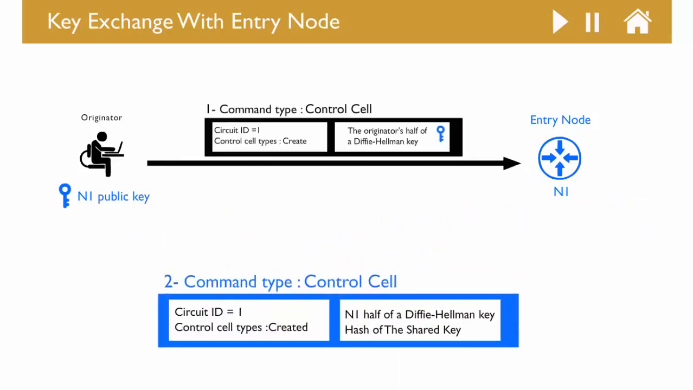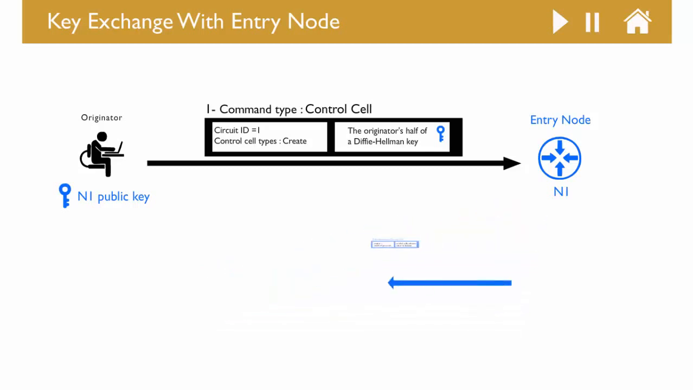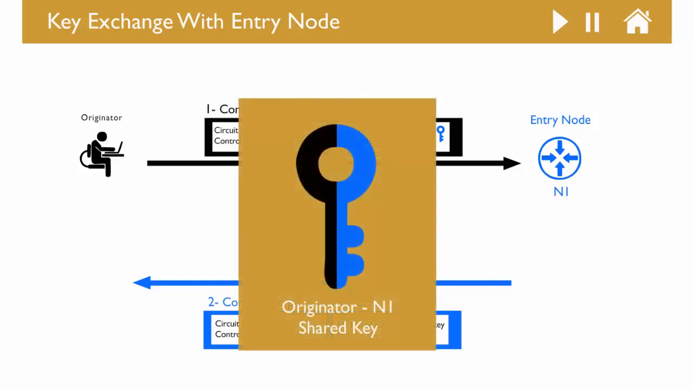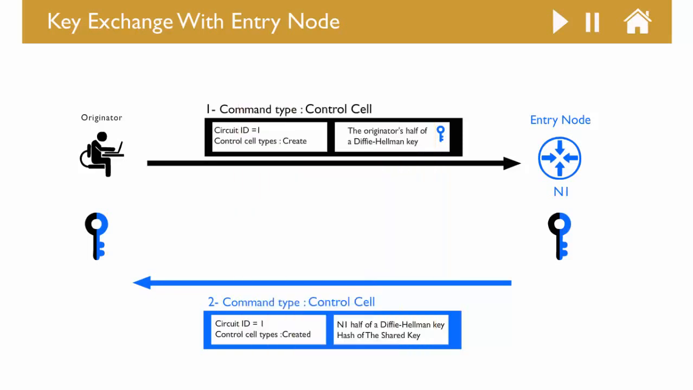The entry node replies to the originator in unencrypted plaintext with the entry node's half of the Diffie-Hellman handshake, and a hash of the shared secret. Now, the entry node and originator use their shared secret for encrypting all their correspondence in symmetric encryption. The shared secret is referred to as a session key.